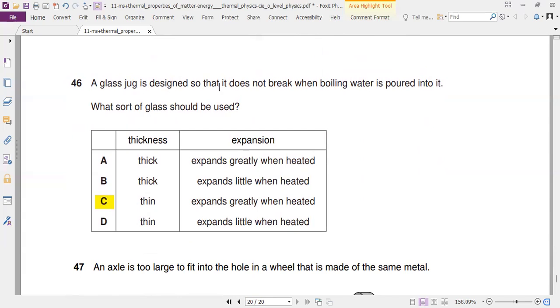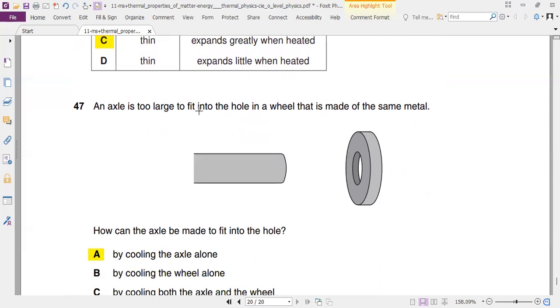So a glass jug is designed so that it doesn't break when boiling water is poured into it. It has to have thin thickness and it should expand greatly when heated. And if the thickness is thick, then one side of the glass will expand while the other side will still be colder. So its expansion from one side will make it bend over and that will break the glass. So it has to be thin.